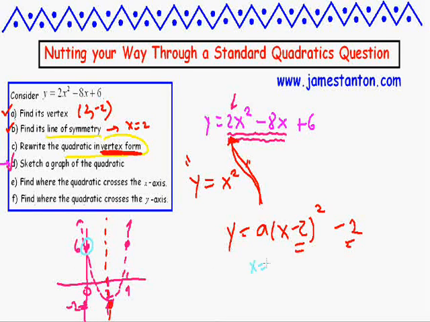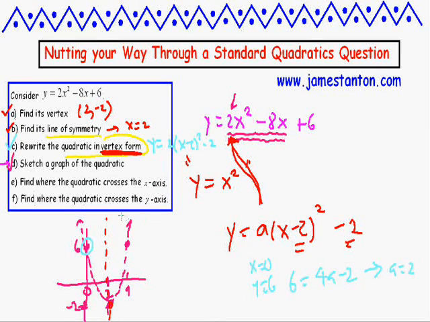In fact, let's plug in x equals 0, y equals 6. So 6 equals 4a minus 2. Yep, that gives me a is indeed 2. So I bet vertex form means y equals 2(x minus 2) squared minus 2. Lots of 2's there. All right, C, done.